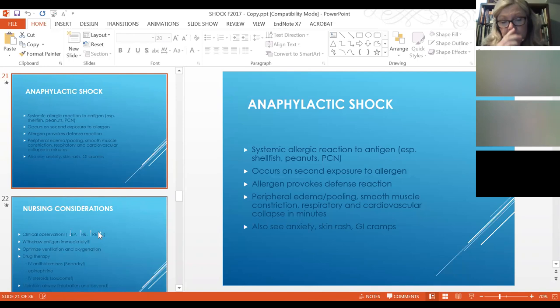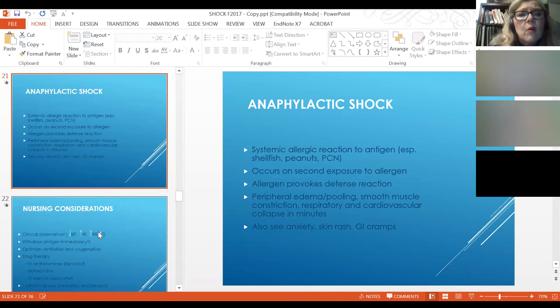Respiratory and cardiovascular collapse can occur in minutes. They also get anxious. They can have GI distress, and then a fall in blood pressure. So this is a very serious reaction.